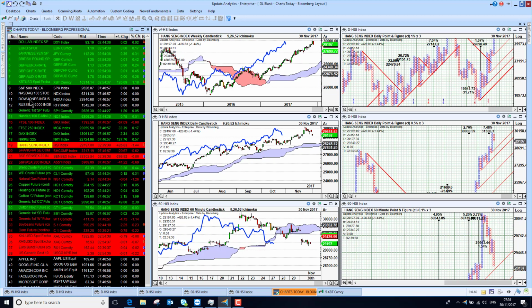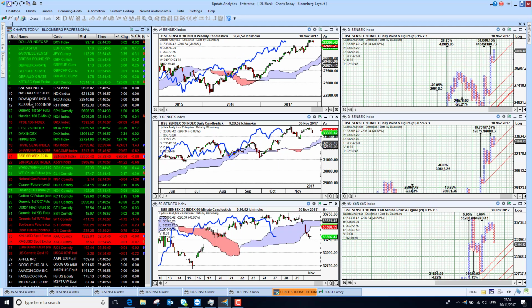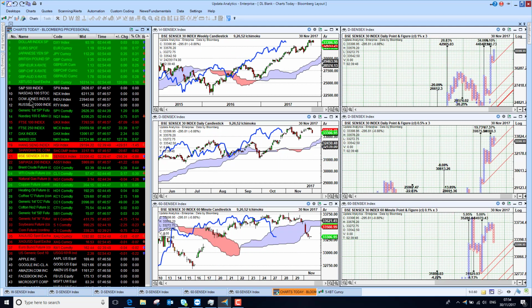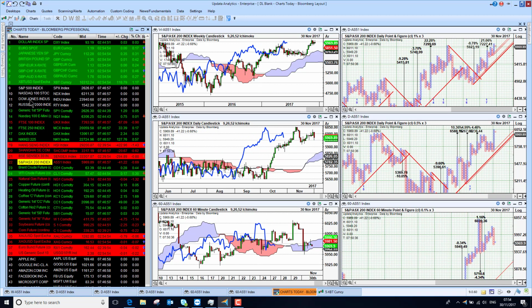The Hang Seng just deteriorating slightly, coming below the cloud on the short term, and Shanghai, Chinese market, still struggling to make any headway. The Sensex, the Indian market, just pulling back, not yet below the cloud on the lagging line. But all markets really just falling back a bit, and we're seeing that in the Australian market as well.